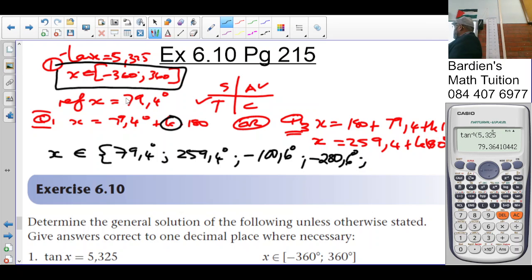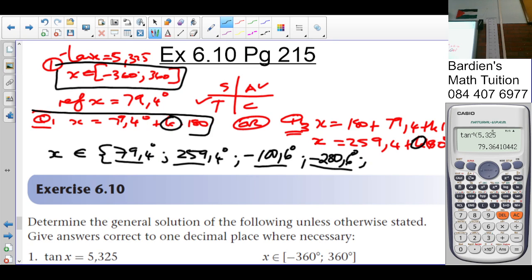Now if you look at this branch here, if I put 0 in here, what do I get? 259,4, which is that one. Not so? If I put 1 in, I'm going to be outside. If I put minus 1 in here, I'm going to get 79,4. You see that? If I put minus 2 in there, I'm going to get negative 100,6. If I put minus 3 in, I'm going to get 280,6. If I put the next number in, it's again going to be outside. So what does that mean? That means this solution here and this solution are the same. You see, there's a whole lot of repeated solutions here.